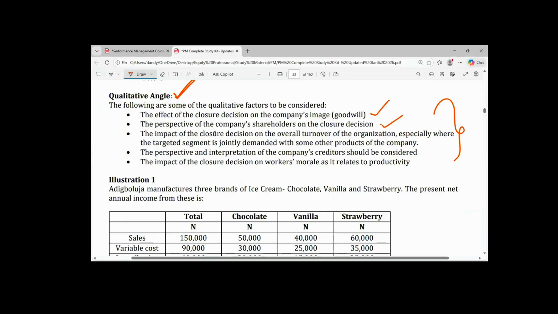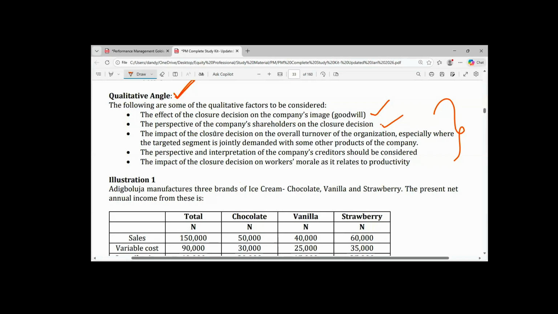That's number three. Then number four, what will be the interpretation and reaction of the company's creditors? So how will the company creditors interpret the closure decision? These are people that have lent the company money to finance its operation. So if you say you are no more producing that particular segment upon which you have borrowed a loan, how would they react? How would they interpret it? And that's why we're saying that you must consider engaging all relevant stakeholders before a final decision is taken.